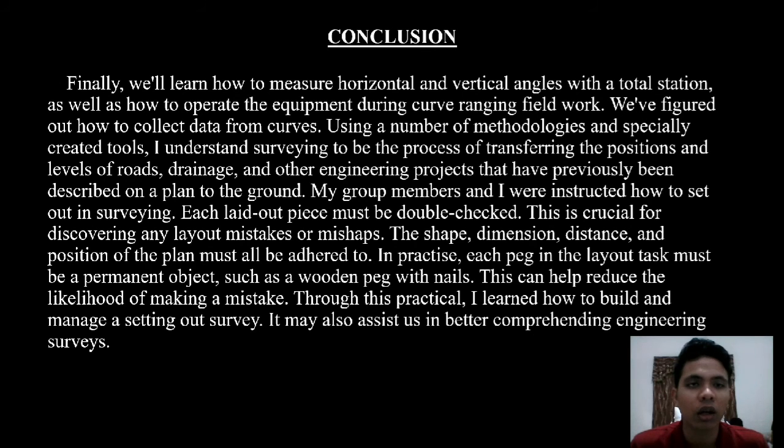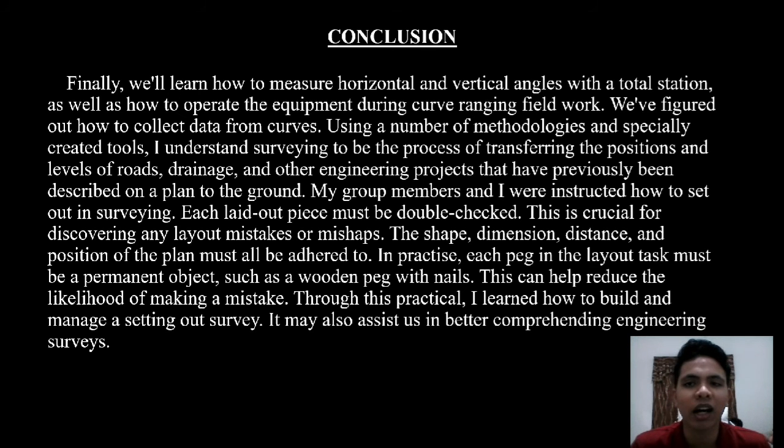And for the conclusion, finally we will learn how to measure horizontal and vertical angles with a total station, as well as how to operate the equipment during curve ranging field work. We have figured out how to collect data from curves using a number of methodologies and specially created tools. I understand surveying to be the process of transferring the position and level of roads, drainage, and other engineering projects that have previously been described on a plan to the ground.